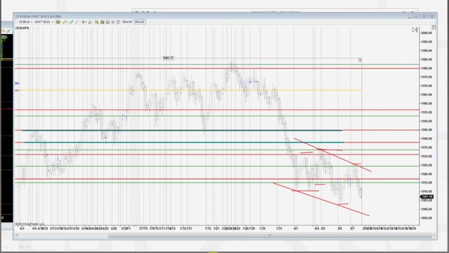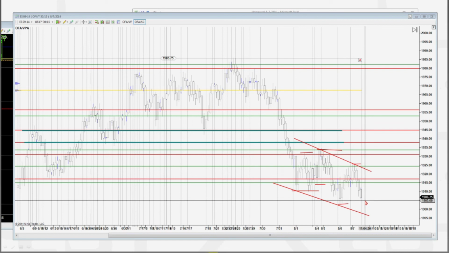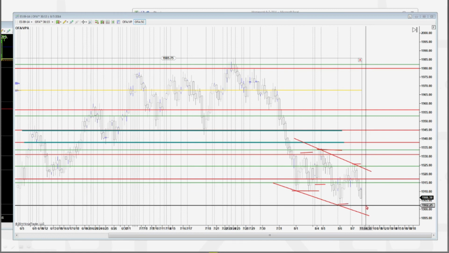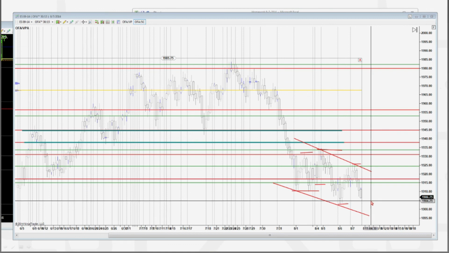Is it reasonable to assume we're headed now to 1725? I would tell you that it's more reasonable to expect a test of this 05, 06, 05 level. And if that breaks, then more than likely a test of that 0325. And we'll see if those buyers step in again.